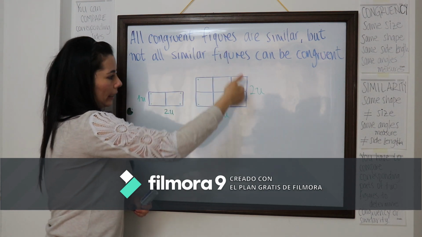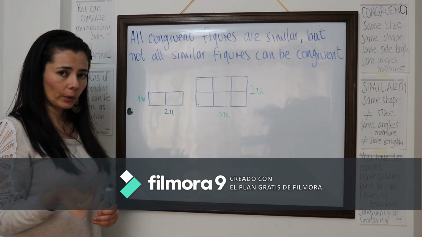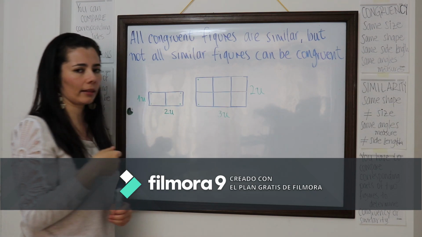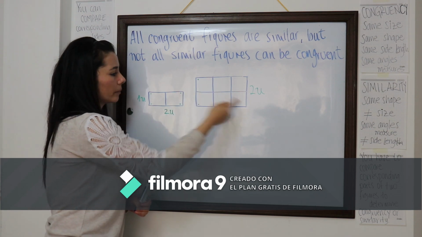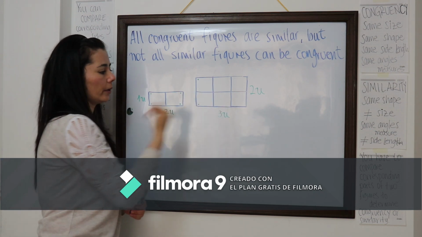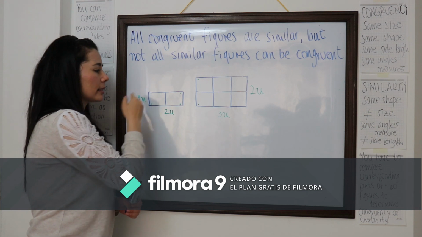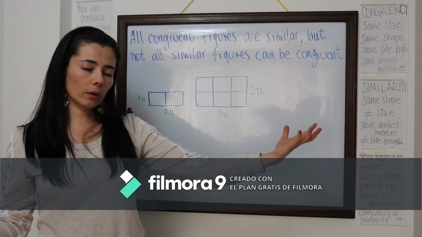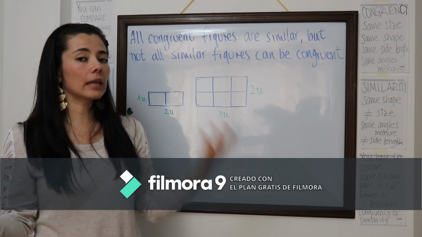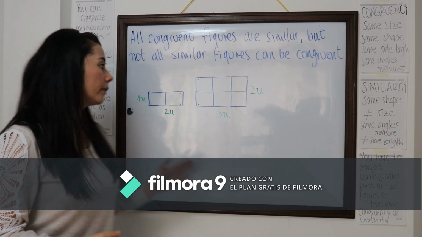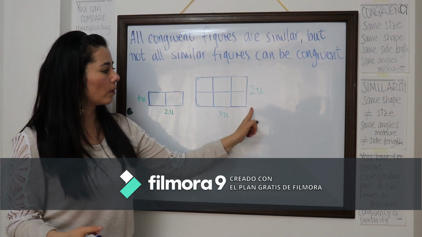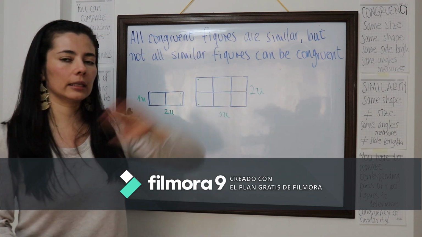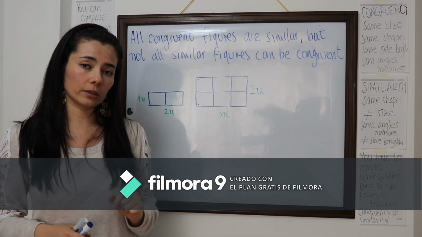Here, the width is doubling, so we know we have double measures over here, but in the length, the double measure is not working because we have 3 units here. So if one side is increasing at some ratio or at some rate, then all sides have to increase at the same rate. If one side is doubling but the other side is not, then we cannot say they are going to be similar figures, all right?